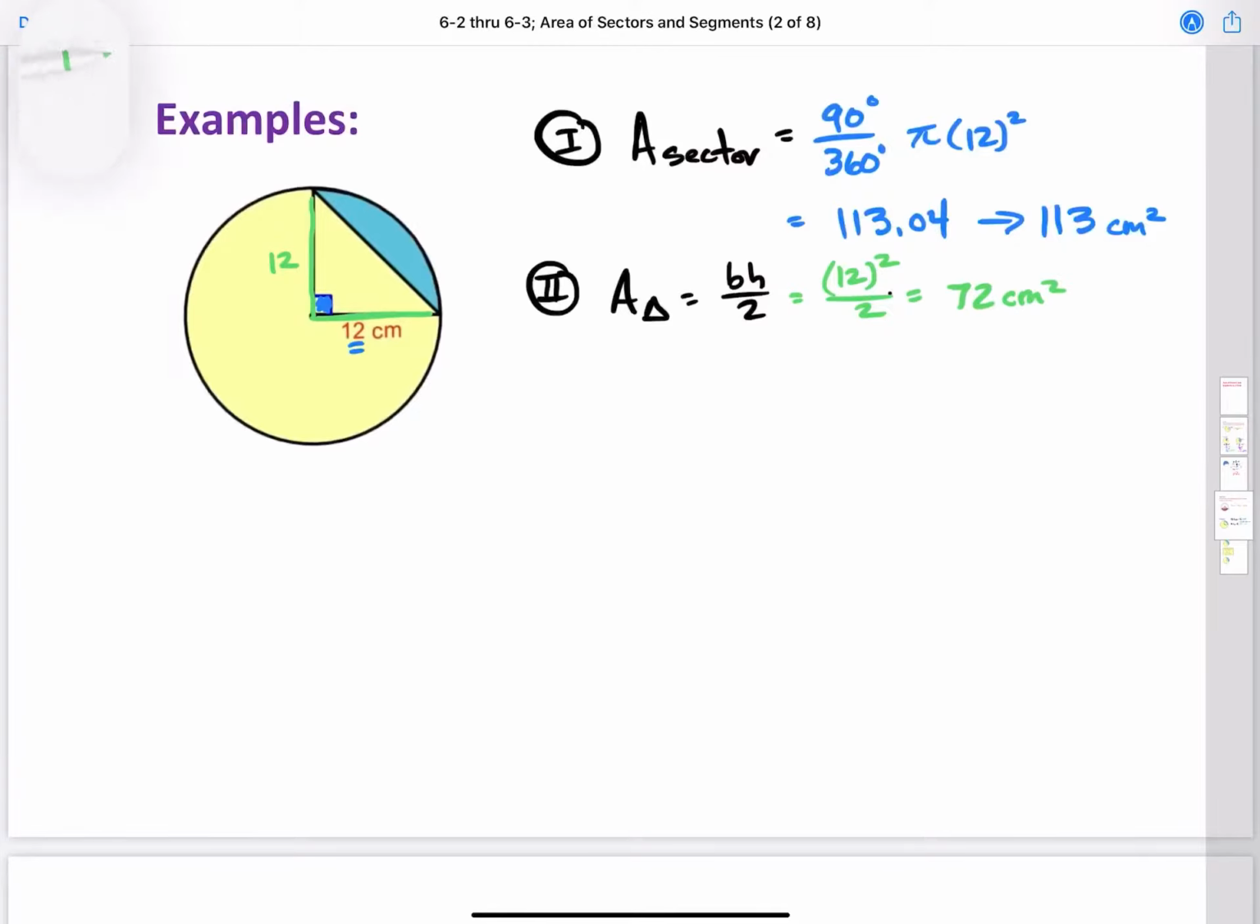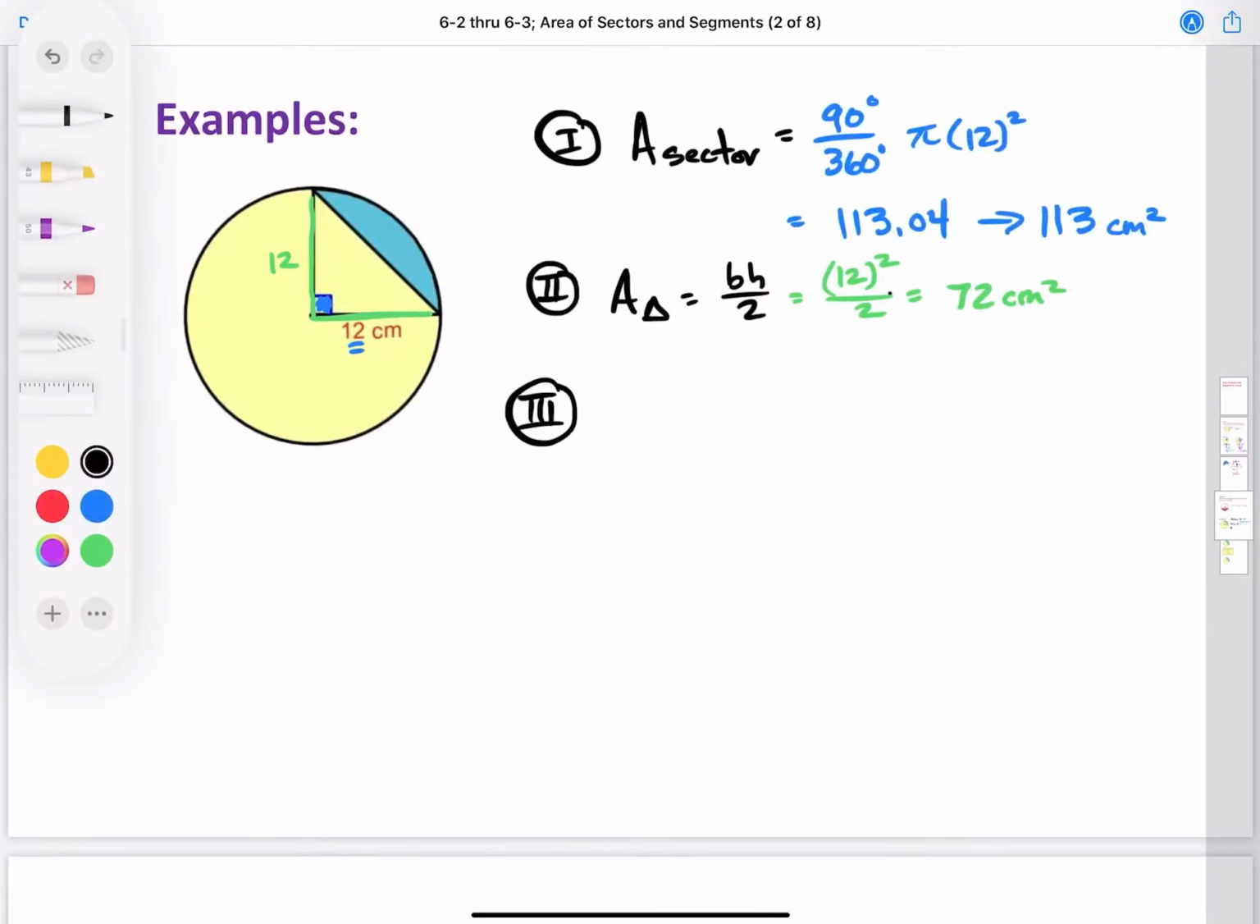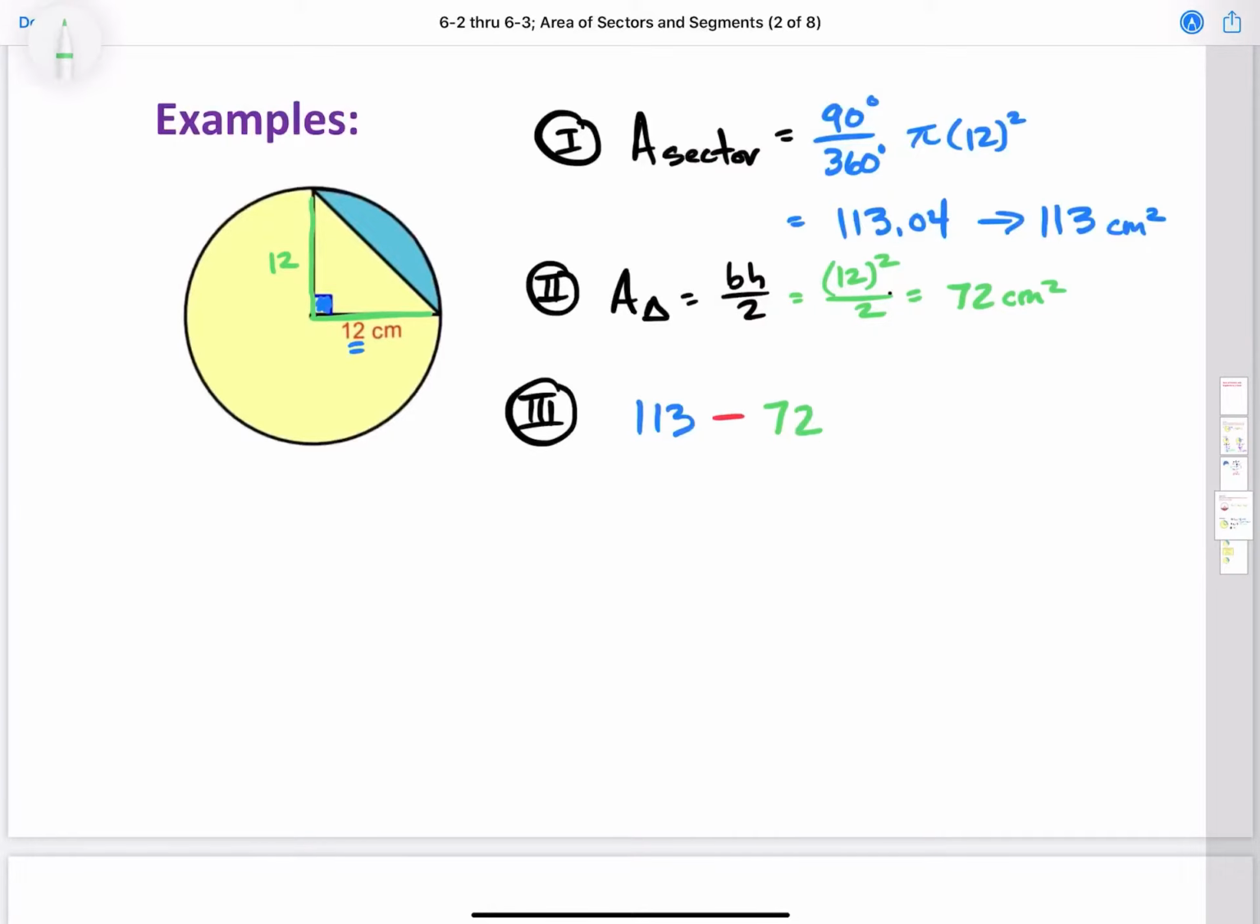And then the third part is to just subtract those two values. We take the area of our sector, which is 113, and subtract the area of our triangle, which is 72. That gives us the area of our segment, approximately 41 centimeters squared. So that's the area of that particular segment.